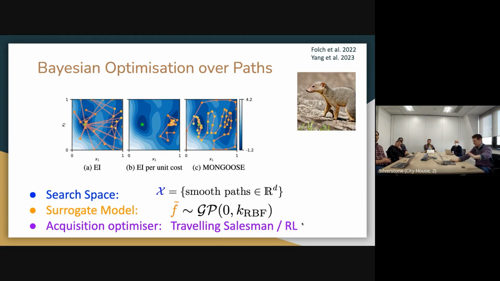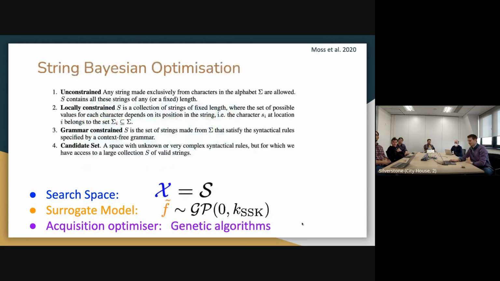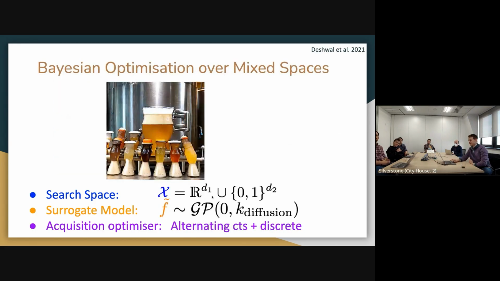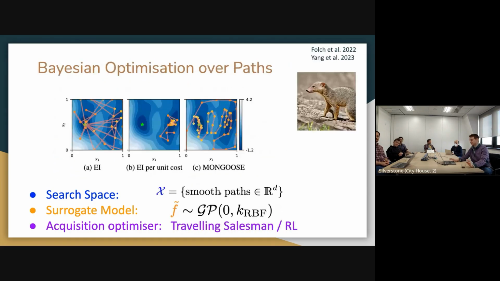But this is the idea here: what people have done so far is, if they have a space that's a bit strange, they try and write down the space mathematically in a way that you're parameterizing all possible inputs, characterized in this way. And you fit an appropriate model and you fit some weird acquisition optimizer.